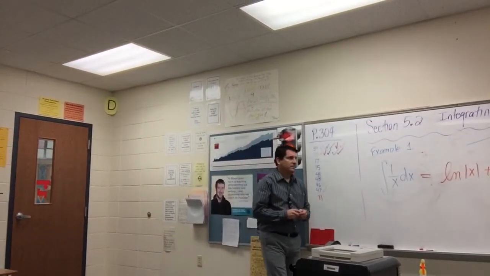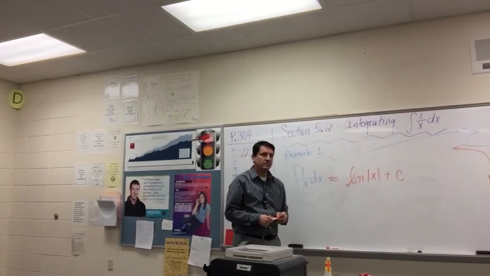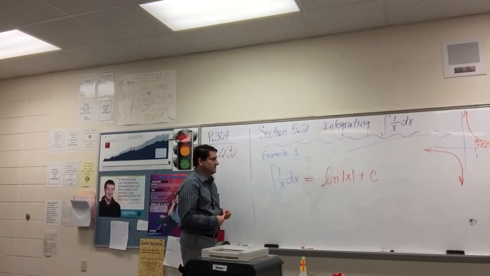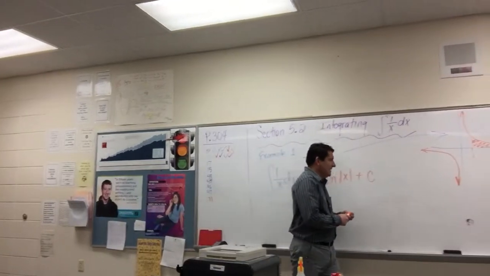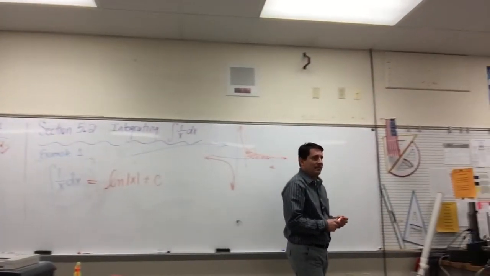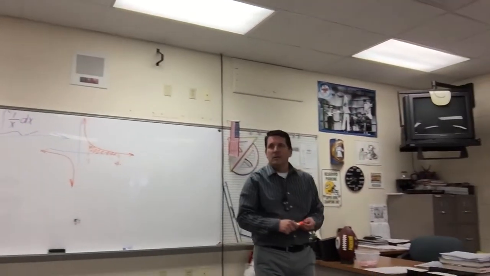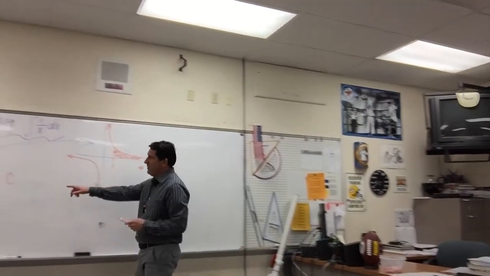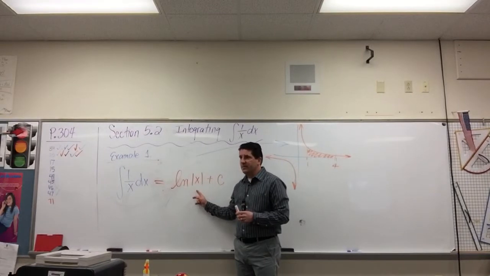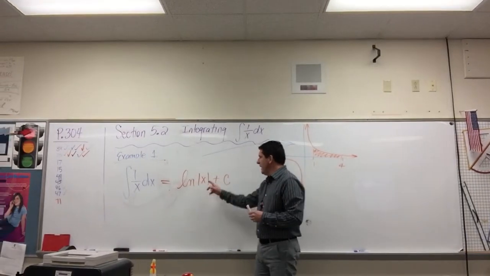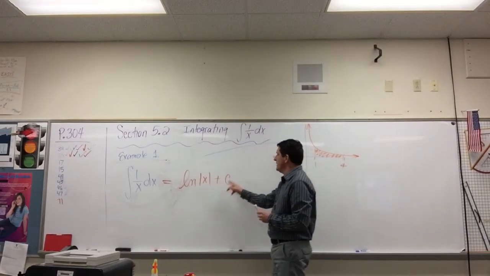So, you are right. The answer to the integral of 1 over x dx is actually the natural log, now watch this, of the absolute value of x plus c. Wait a second. Why is that? We can't have a negative x. If we have a negative x, we can't do the natural log of a negative number.